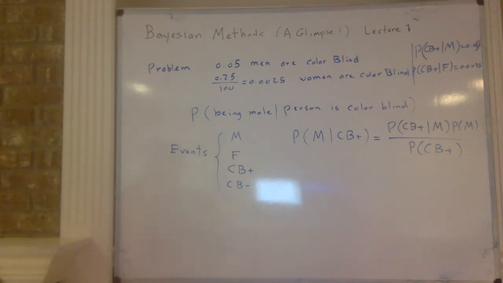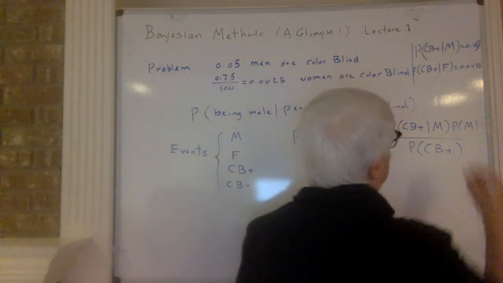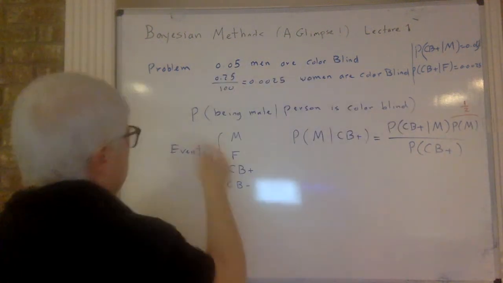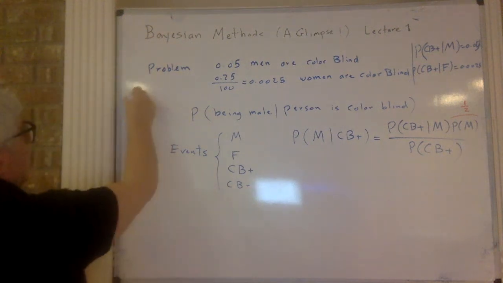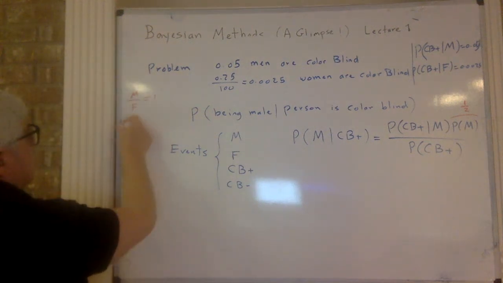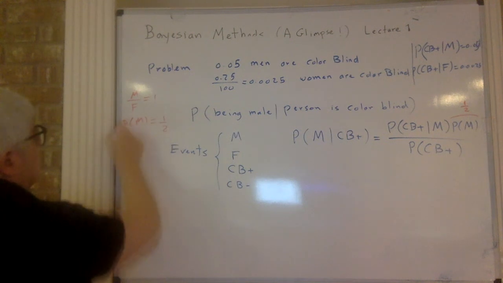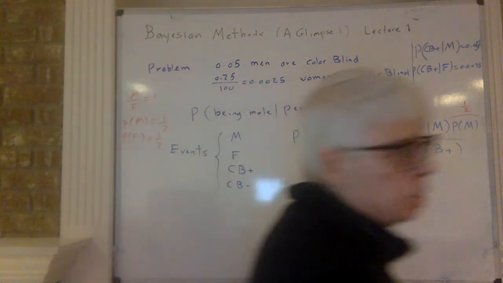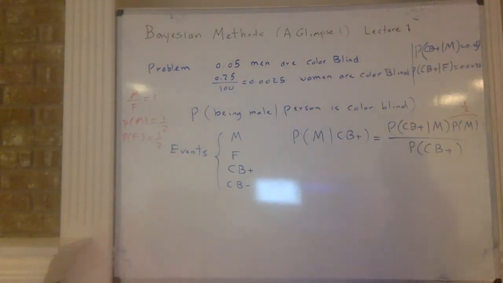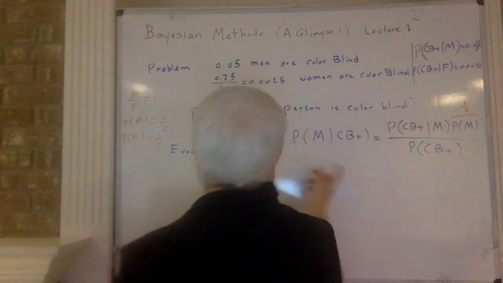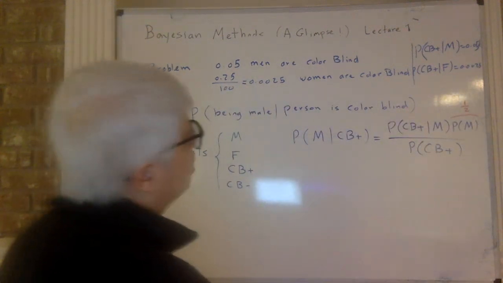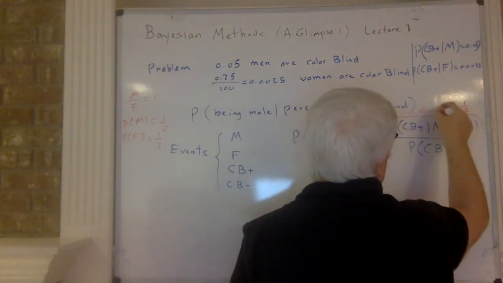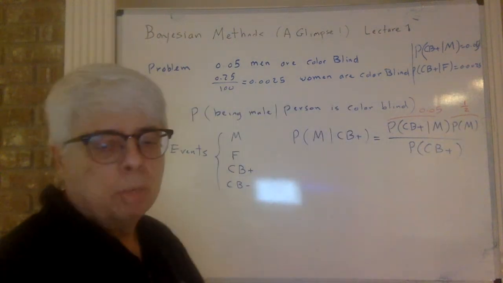Let's see, do we have some of them? Yes, we do. We have this one, 1/2. That's P of M. Male over female was 1, which means P of M is 1/2. P of female is also 1/2. That's if I choose one person at random, there's a 50% chance that that person is female. And P of CB plus given M, I have this one too. That is 0.05. And how about the denominator?